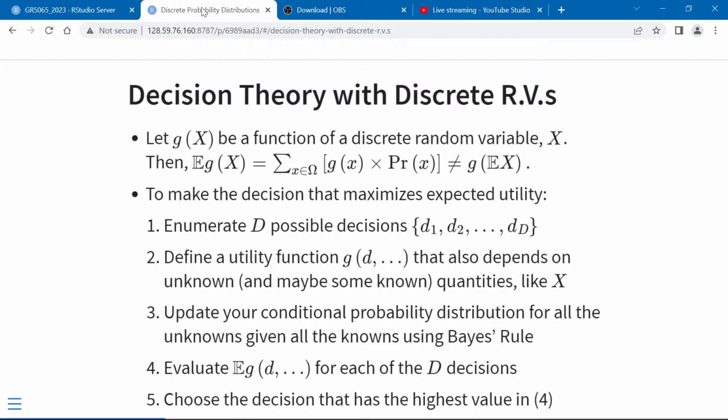Evaluate, use those conditional probabilities that you get from Bayes' rule to evaluate the expectation of G for each of the D decisions, and then choose the decision that has the highest value in 4, thereby making the decision that maximizes expected utility. Now, in a business context, the utility function will often be profit, or something like that. But in principle, it could be anything. So this is not super complicated, but you don't see it that often because people are intimidated by step 3.